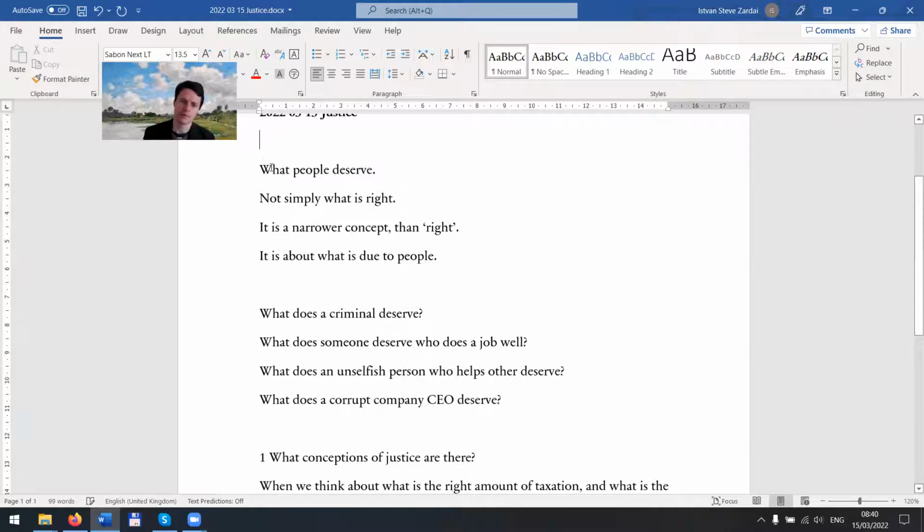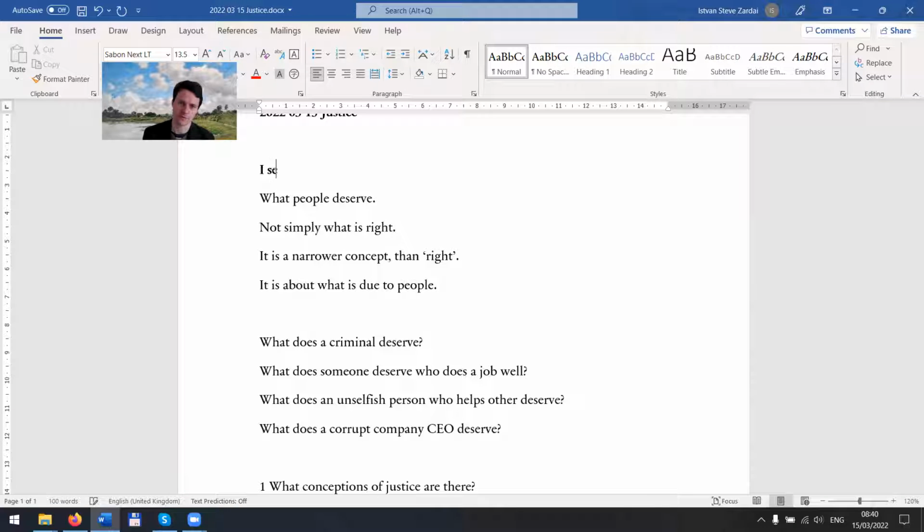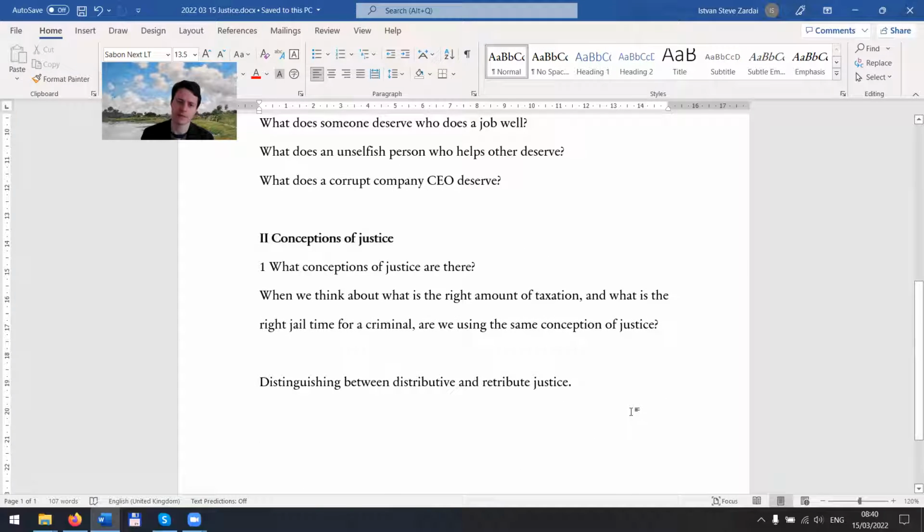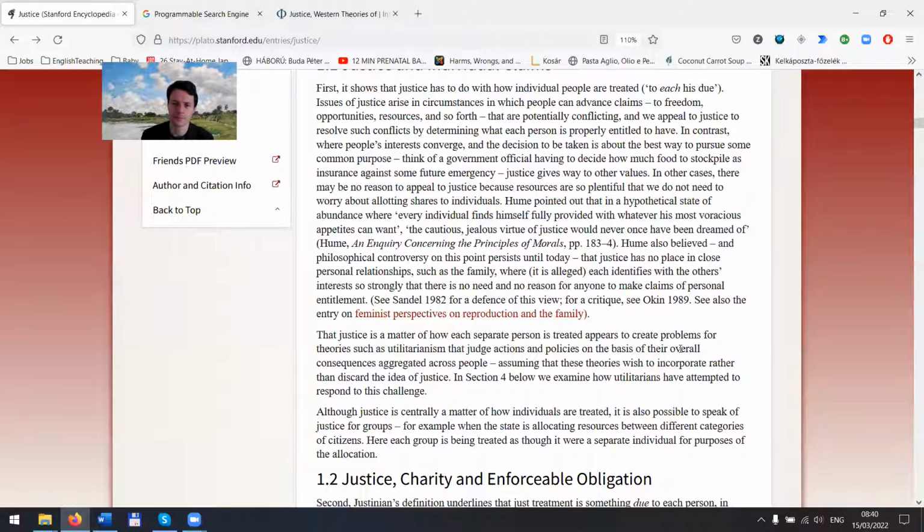And then probably we want to make maybe this section 1, concepts of justice, and we can make maybe this section 2, distinctions, conceptions of justice, maybe. All conceptions relate to the same concepts, but they cover something a little bit different.